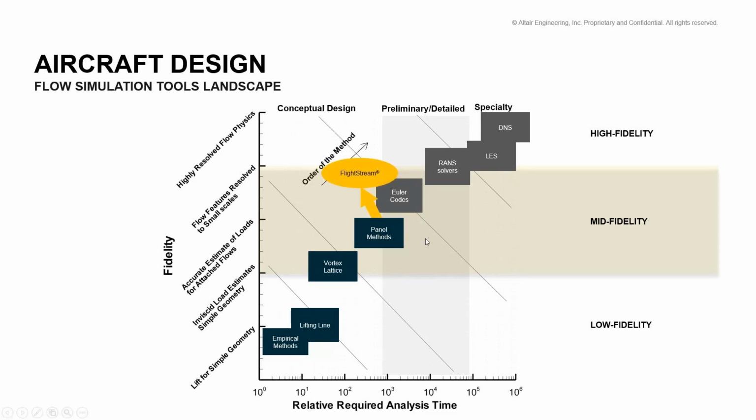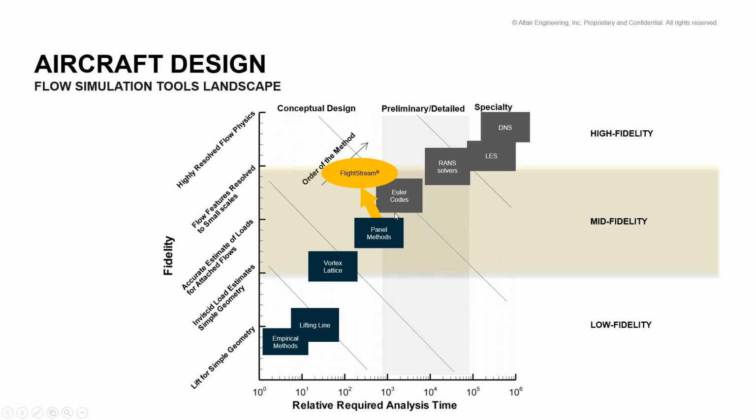And FlightStream goes way up into the mid fidelity band because it's rewritten and optimized thoroughly. We can do much more with FlightStream, like viscous effects, which are not there in traditional panel method solvers. You can do flow separation, propulsion integration, etc. And the FlightStream tool is optimized, which keeps the memory and runtime low, hence it is placed further left on the conceptual design. And you can see the relative time taken is lesser compared to the regular panel methods, even to the Euler codes.